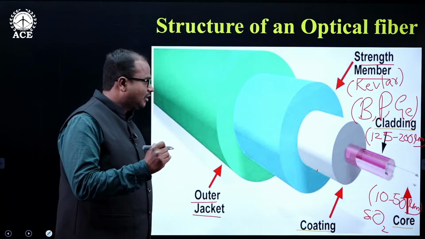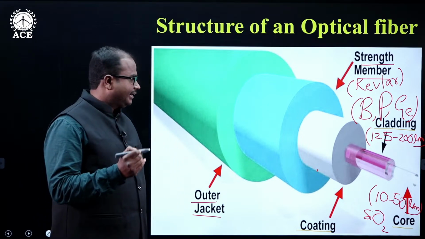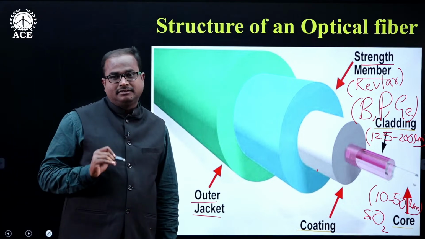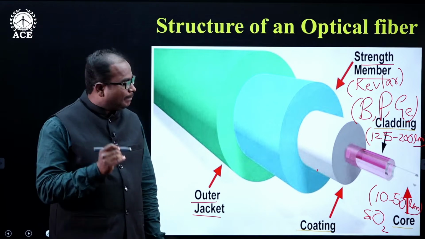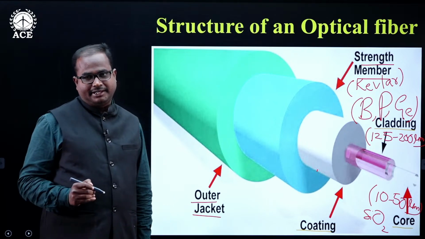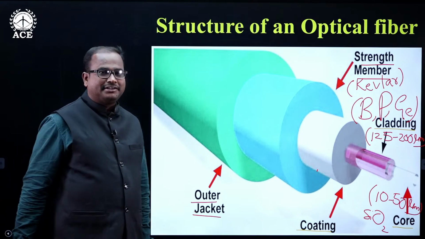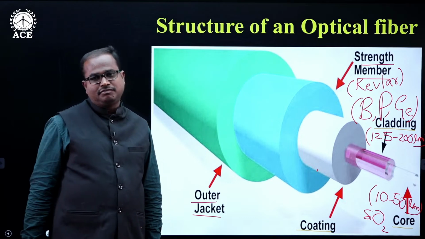The refractive index of core is slightly greater than the refractive index of cladding. And I also told you how to make the refractive index of cladding lower than that of core. By adding some impurities like boron, phosphorus, germanium to the cladding material, you can make the refractive index lower than that of core.